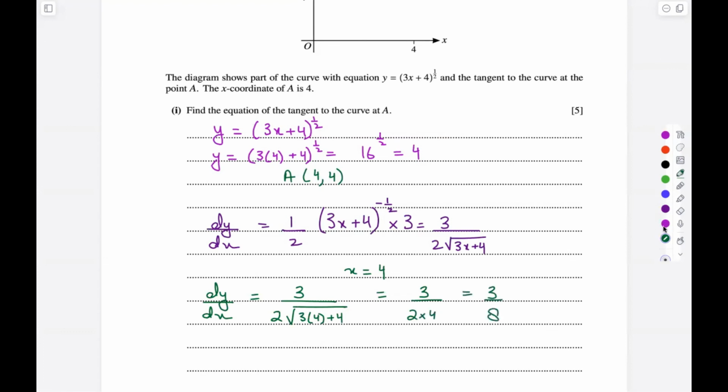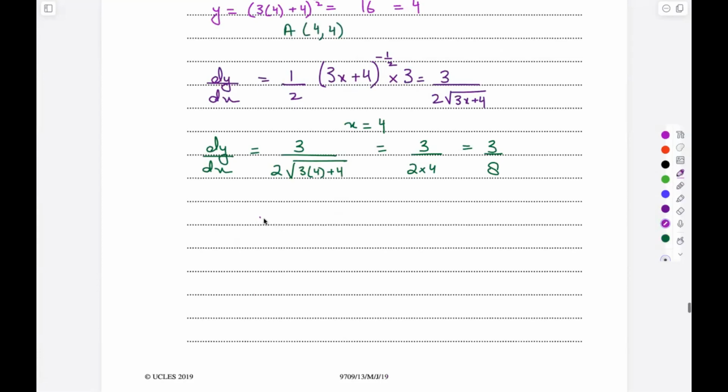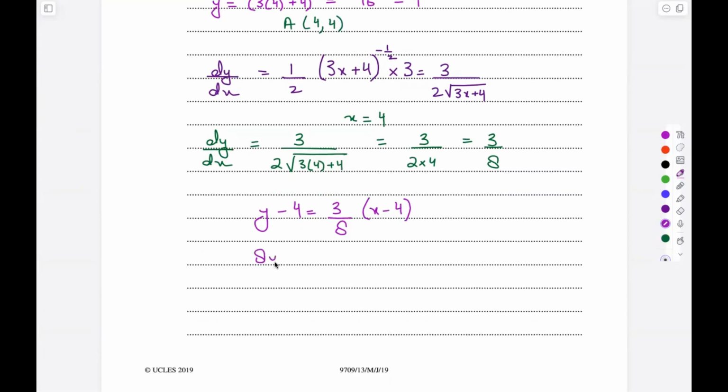Once we have the gradient, we can now write the equation of the line as y minus y1. The y coordinate is 4. The gradient is 3 upon 8 into x minus the x coordinate, which is 4. Cross multiplying, we'll get 8y minus 32 is equal to 3x minus 12. And we can simplify this equation to write it as 8y is equal to 3x minus 12 plus 32, which is equal to 3x plus 20.